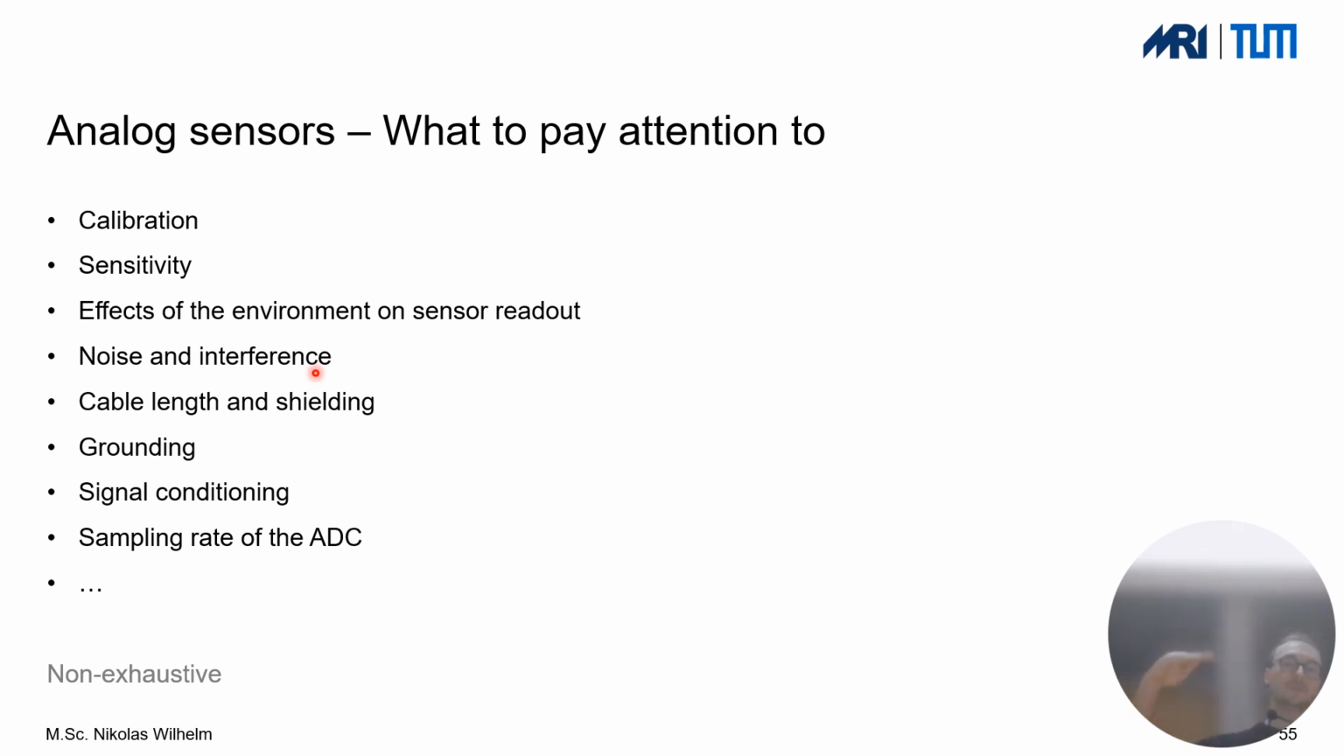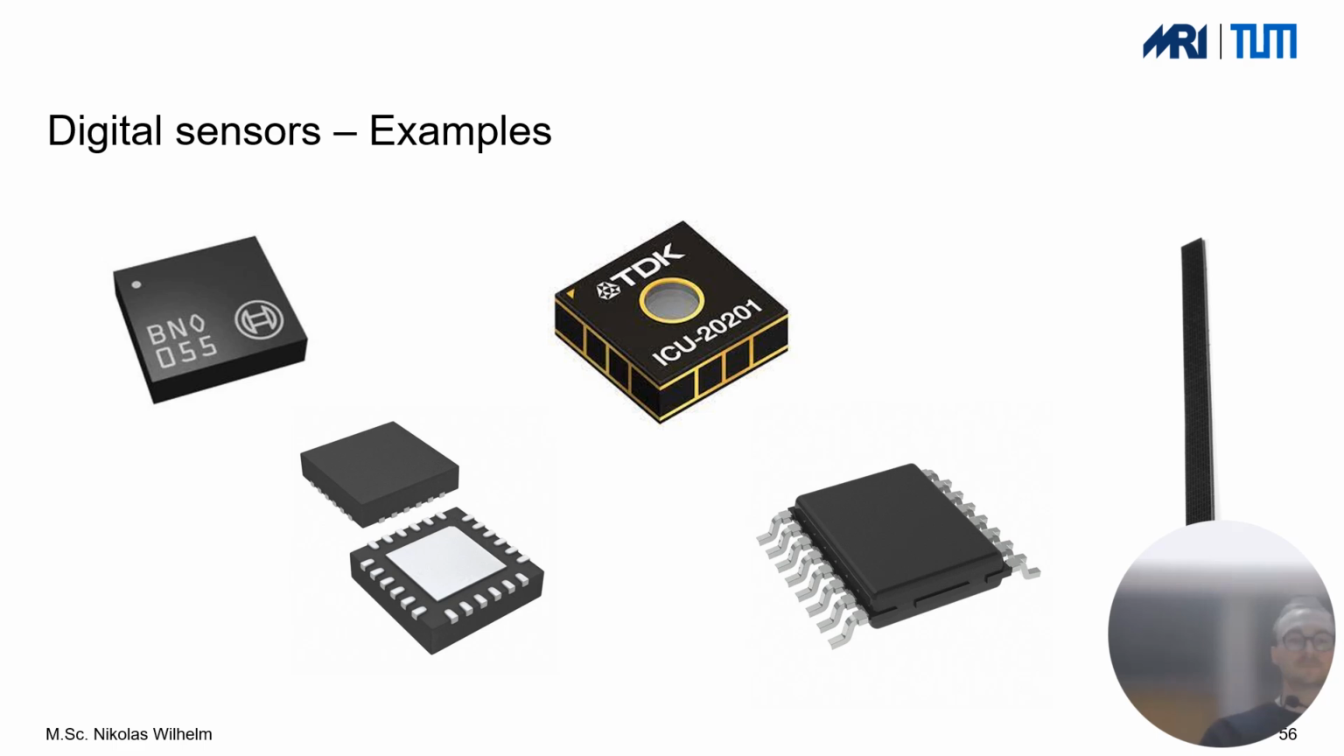So high frequency signals will then be filtered, but also something like the cable length, respective shielding from, for example, other magnetic devices plays a role. Are you using proper grounding, etc.? All these things should be paid closer attention to if you use these analog sensors.